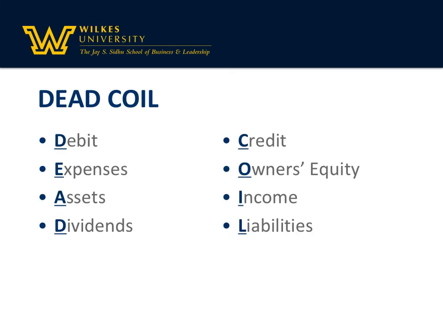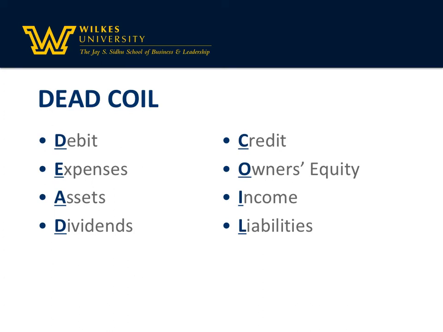DEAD CLIC helps you remember what is normally a debit or credit and what we do to increase those accounts. In other words, the word DEAD means debit balances exist for expenses, assets, and dividends. When we want to increase expenses, assets, and dividends, we're going to debit them. The accounts with credit balances are the owner's equity accounts, the income accounts, and the liability accounts. So if we want to increase owner's equity, income, or liabilities, we're going to credit them. Obviously, the opposite is going to happen if we want to decrease.